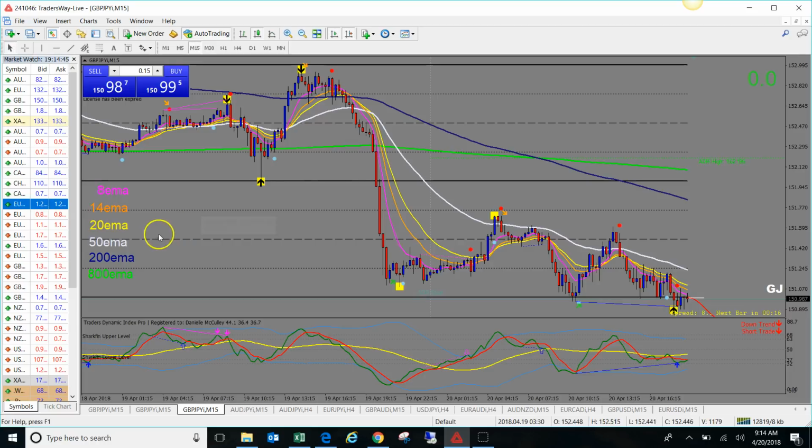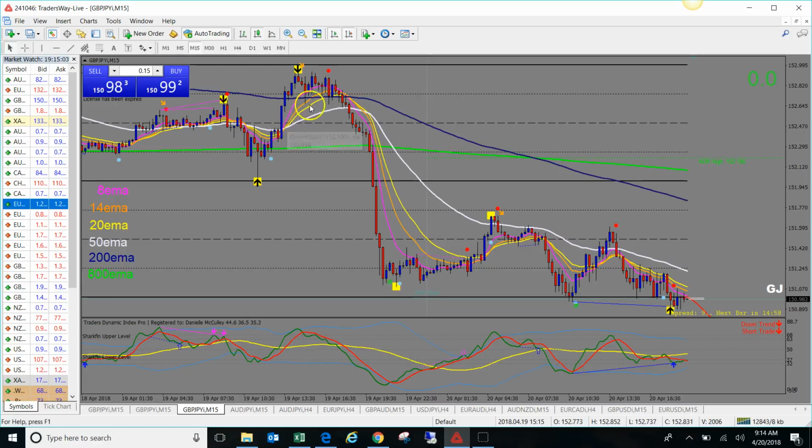So let me start with the 8 and the 20. I'm getting the colors mixed up myself. So the 8 and the 20, I'm just going to call it pink, whatever color that is, and the yellow one. When they cross, that's a sign to enter either for the buy or the sell, depending if they cross up or they cross down.